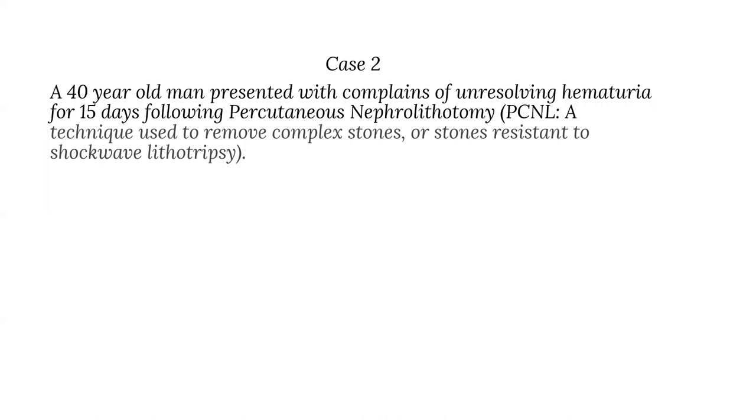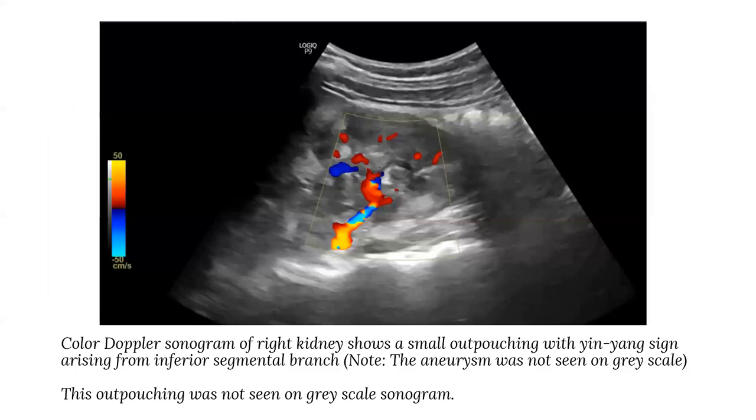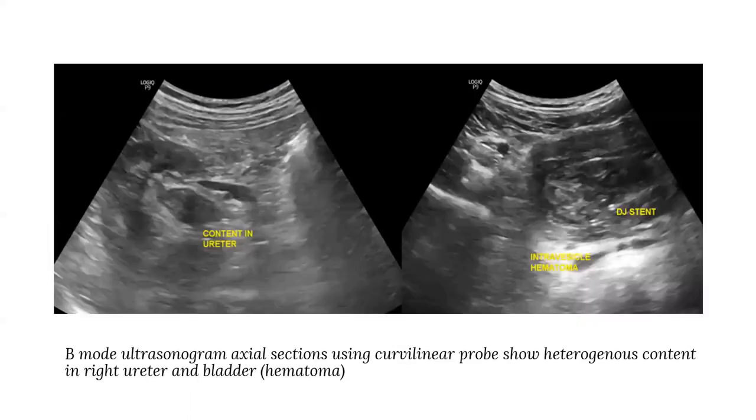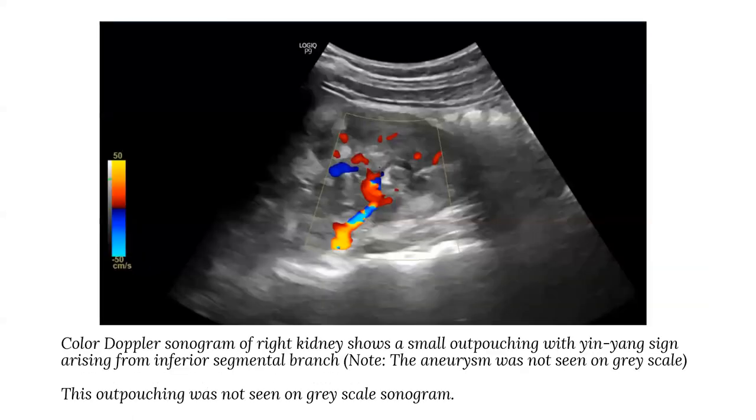The next case is of a 40-year-old man who presented with complaints of unresolving hematuria for 15 days following PCNL. The B-mode image did not show anything apart from the content in the ureter and the bladder, which was hematoma, and there was a DJ stent in the same kidney. The color Doppler image of the right kidney showed an outpouching with yin yang sign arising from the inferior segmental branch.